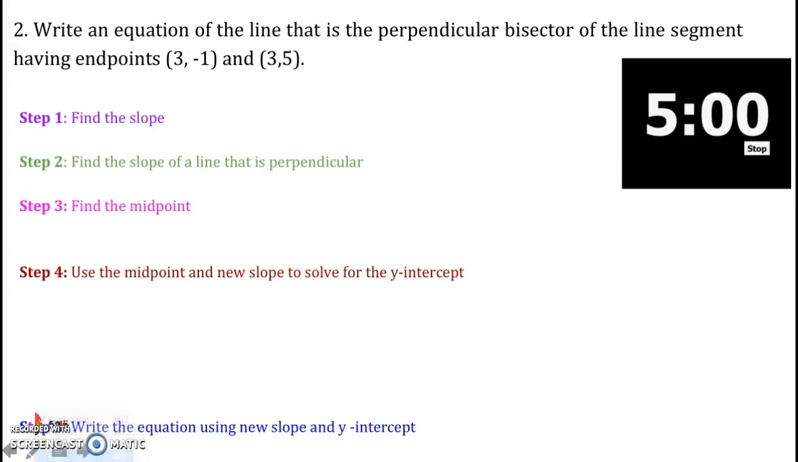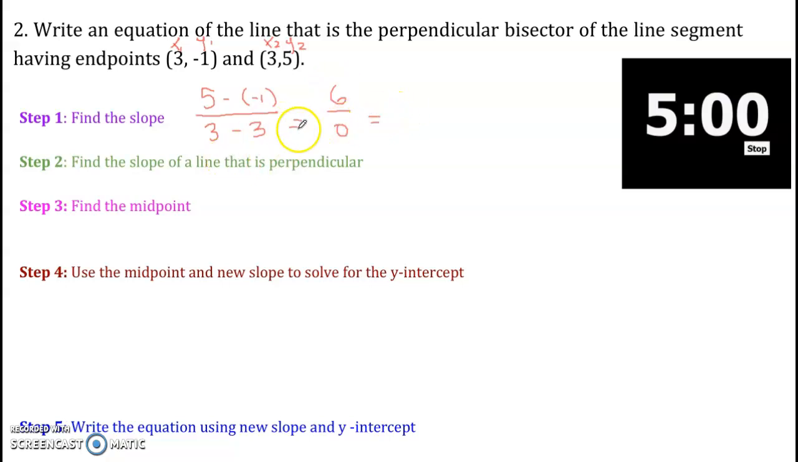Here is the other example. Again, it's a perpendicular bisector. These are my coordinates. So step 1, we'll find the slope. Remember to always label x1, y1, x2, y2. 5 minus negative 1 over 3 minus 3. This is actually 6 over 0.